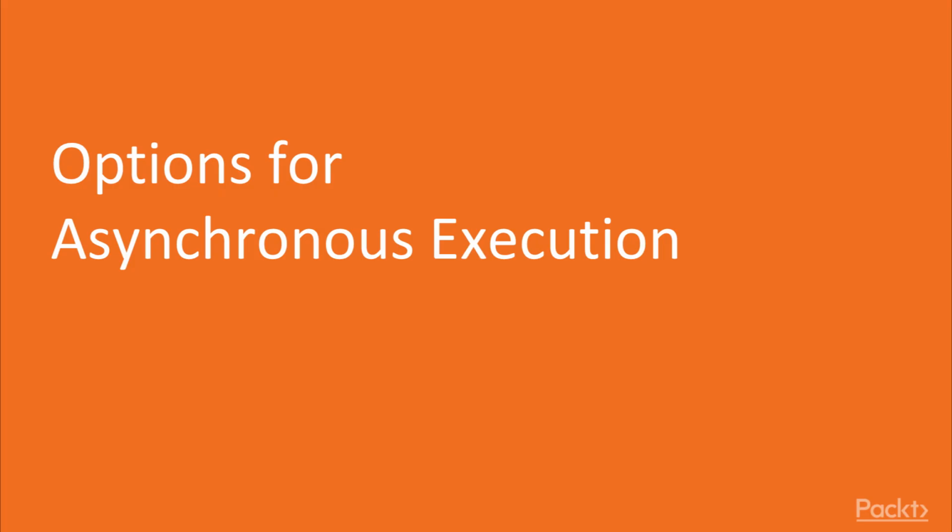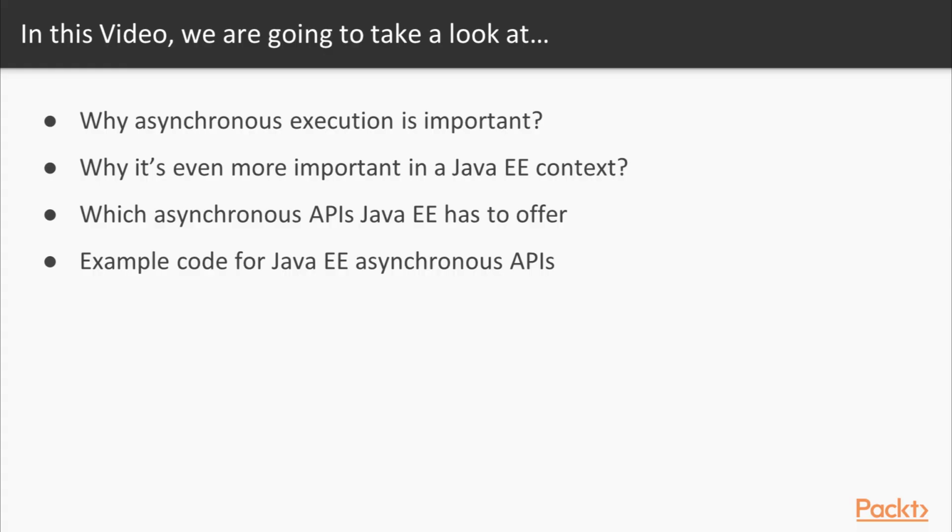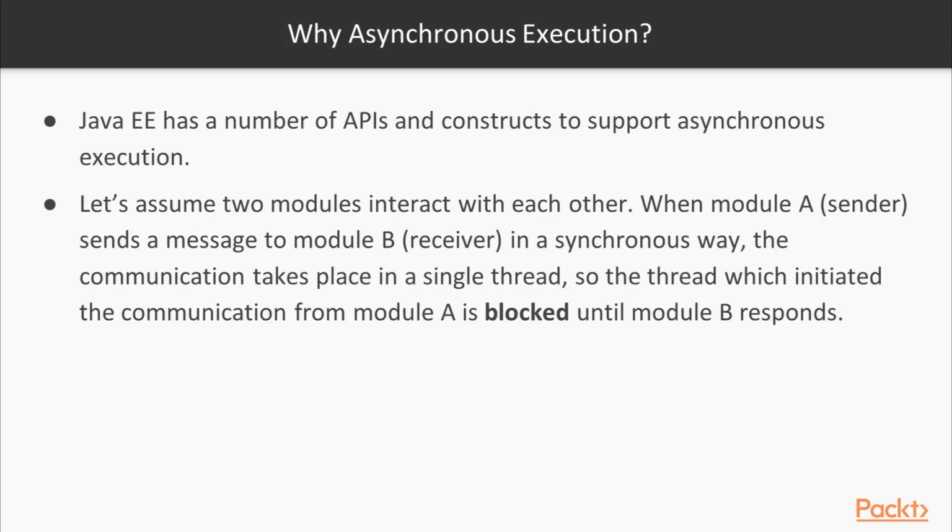In this video, we are going to take a look at options for asynchronous execution. Why asynchronous execution is important, especially in the context of Java EE, what types of asynchronous APIs Java EE has to offer, and take a look at some example code for these APIs. Java EE has a number of APIs to support asynchronous execution.